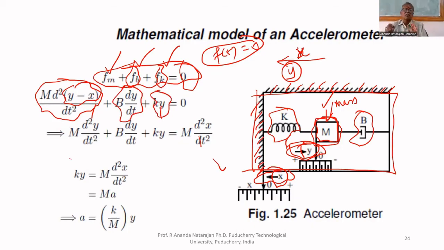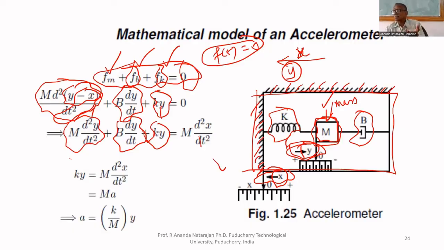As far as the mass is concerned, the free body, how much it moves is important to find the acceleration. That's why it is y minus x, not for the spring and dashpot. That's all. Now x is negative, so you can bring this x to the other side. Therefore, m d square y by dt square plus b dy by dt plus ky equals m d square x by dt square. But we have to find the acceleration of the car in which the box is attached. That is, the car displacement is x.